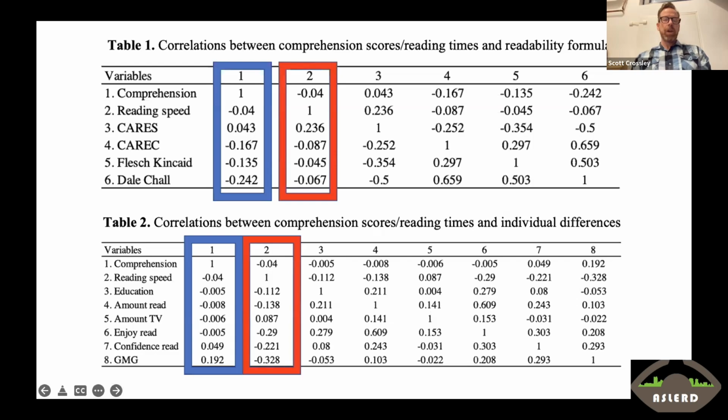And now we'll look at reading speed. And as we might have expected, CARES, which was developed specifically to measure reading speed, is our strongest predictor of reading time. And for individual differences, we have a number of individual differences measures here: education, amount of reading, confidence in reading, enjoyment of reading, and Gates-McGinty. So basically, if students like to read, they read more often, they're more confident in reading, and they have better or higher reading comprehension standardized scores, they're going to read faster.